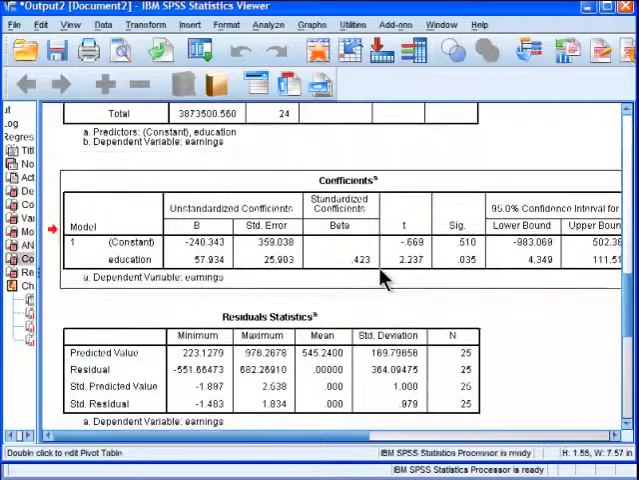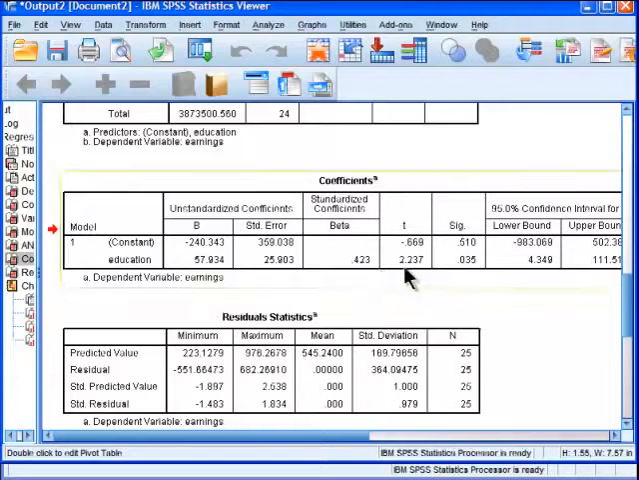We've got the coefficient value here, and this is where the real pertinent elements of the analysis are, particularly if we've already done a correlation analysis and we know there's a correlation. Well, that standardized beta over here, 0.423, is in fact the correlation between education and earnings. It's just repeated, and we have the statistical significance associated with this standardized beta weight based on the t-distribution, which is 0.035.